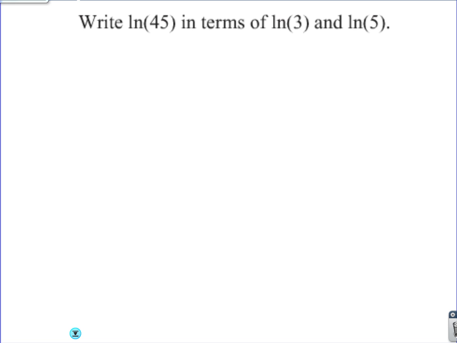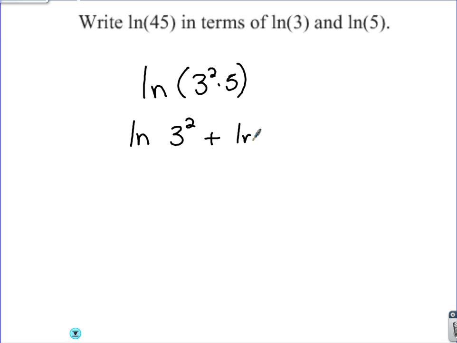But what he did, he did the natural log of 9 times 5. Well, 9, that's 3 squared, right? So we've turned it into 3s and 5s. Because that's the natural log of 45. And then you use your rules. Those 4 rules, log of things added will be the natural log of 3 squared plus the natural log of 5. Bring the 2 down front. 2 times natural log of 3 plus natural log of 5.